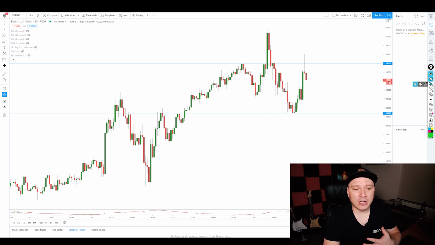Now, obviously, there are going to be moments like, for instance, here, where the resistance was actually broken. Then you don't enter for a second trade. You just enter one single trade.